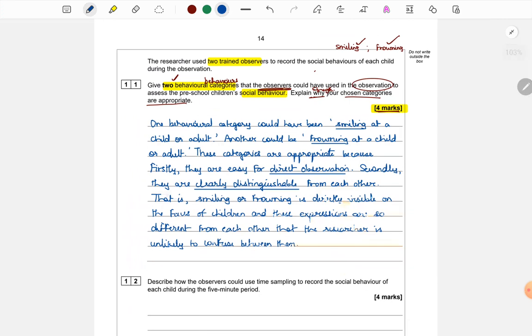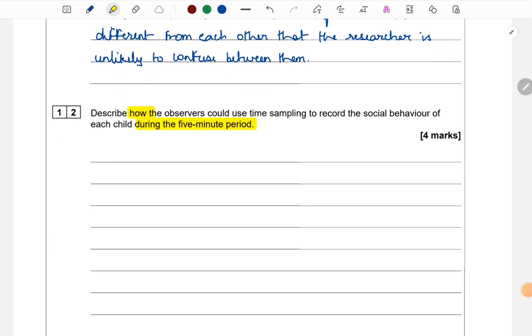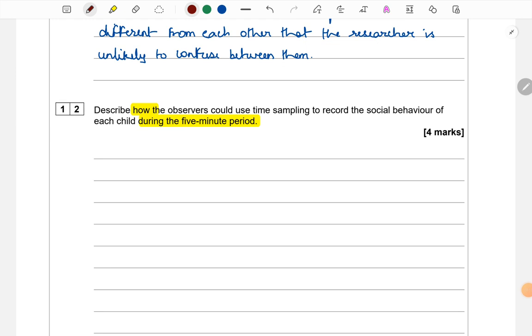Let us look at the next question. Describe how the observers could use time sampling to record the social behavior of each child during the 5-minute period. The very important thing here is to note what is being asked. It is how, not why. Sometimes the question would be, why is time sampling used? In that case, we would give some strengths of time sampling. So some students make that mistake. They start talking about strengths of time sampling, that they start evaluating it.